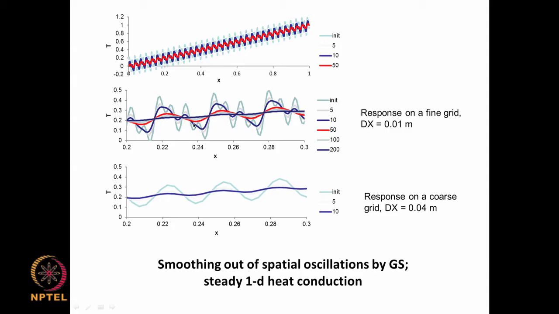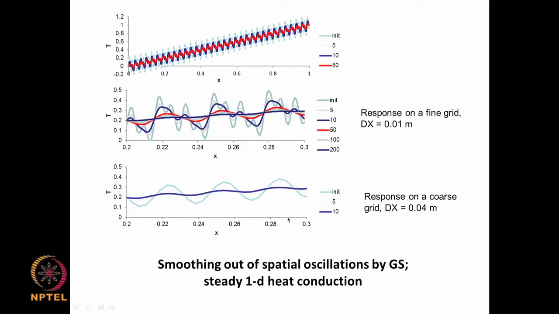The same red variation here is a long wavelength variation for a delta x spacing of 0.01, and it is a short wavelength variation for a delta x spacing of 0.04. That is why it has taken 50 iterations to come from this amplitude to this amplitude. It has taken another 150 iterations to come from this amplitude to this amplitude. But on a coarse grid, where it is like a short wavelength, it has taken only 10 iterations to go from here to here.